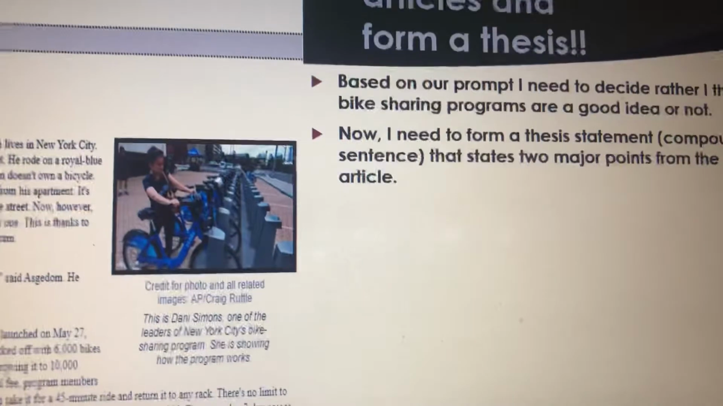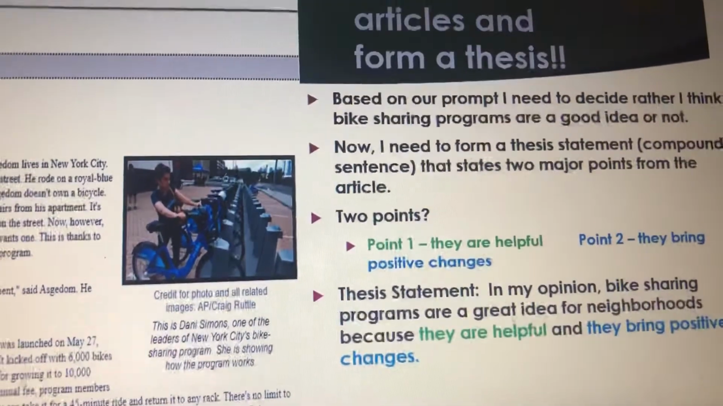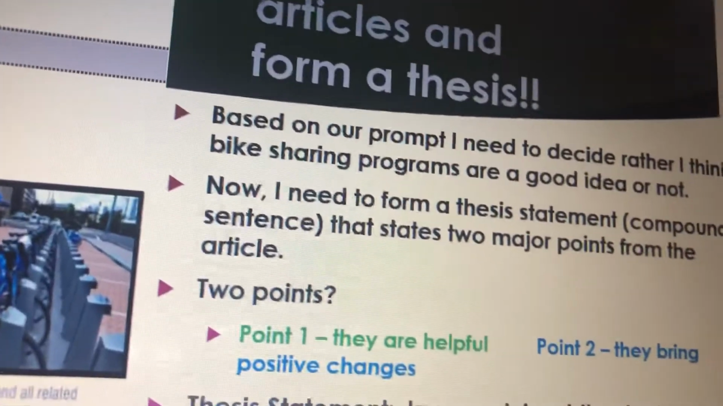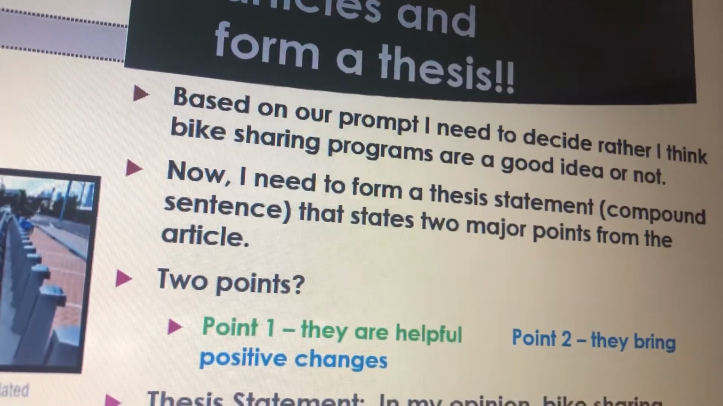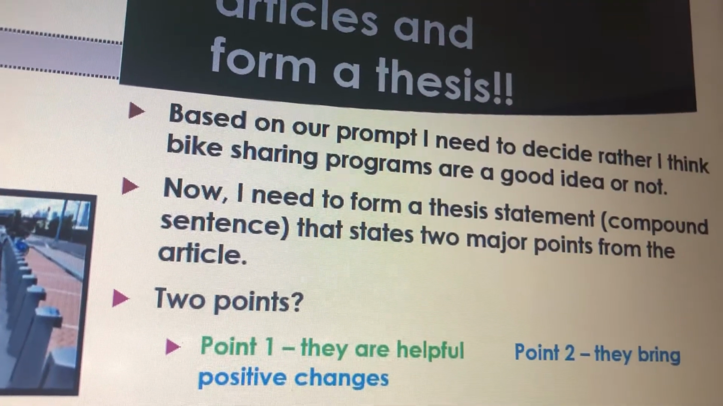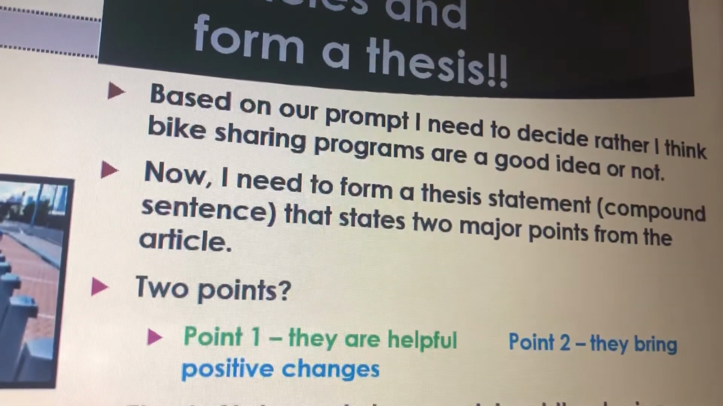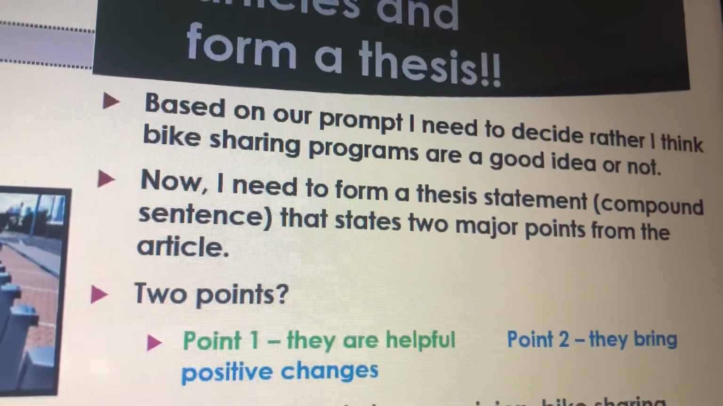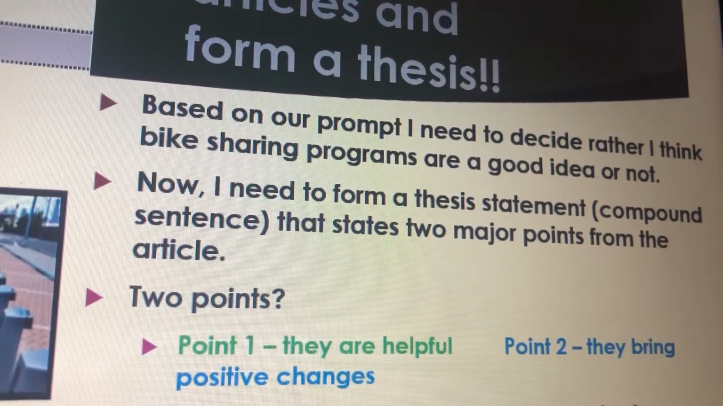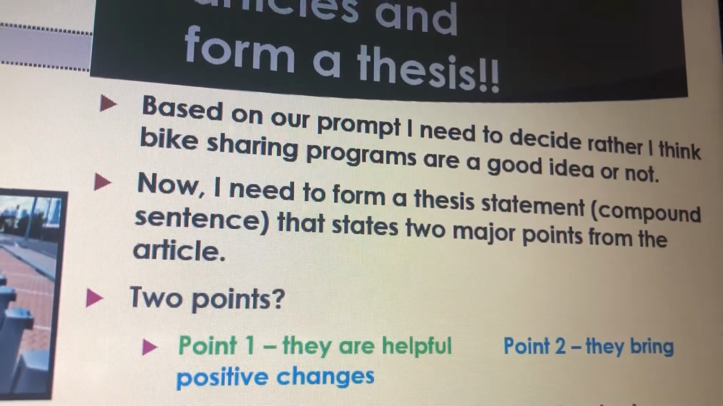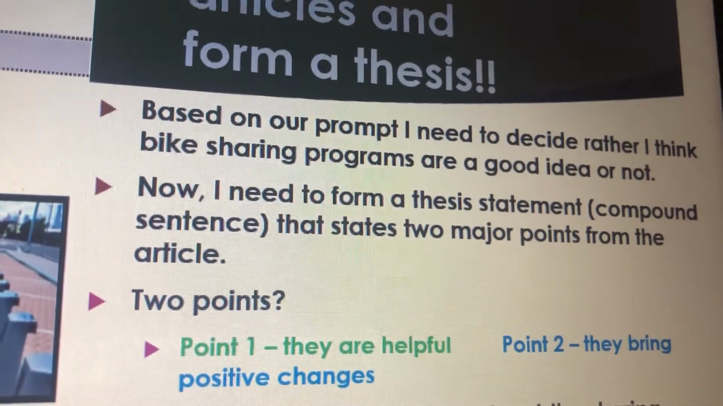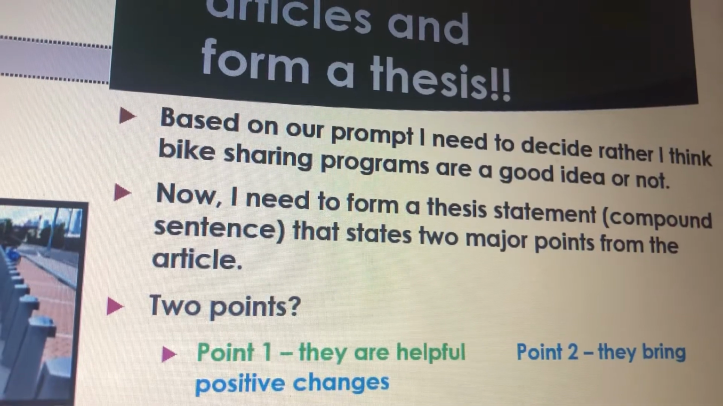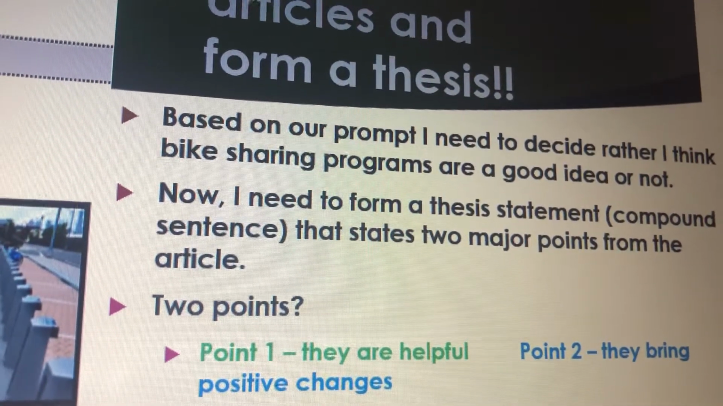So as I did the reading and I looked at exactly what the author was trying to get across, or the authors, because there were about 3 articles there, I decided that 2 extremely big points the author was trying to make are, point number 1, bike sharing programs are very helpful. There was a lot of information throughout the articles that showed how those programs really helped those people in the communities.